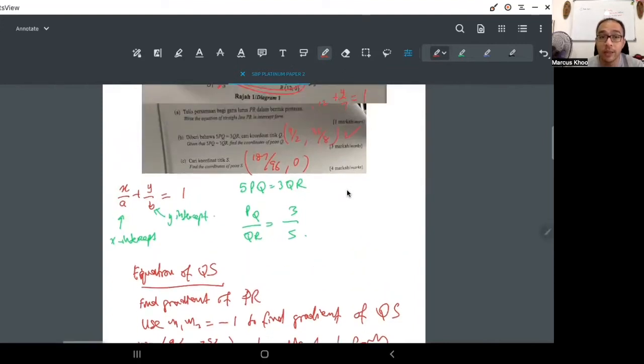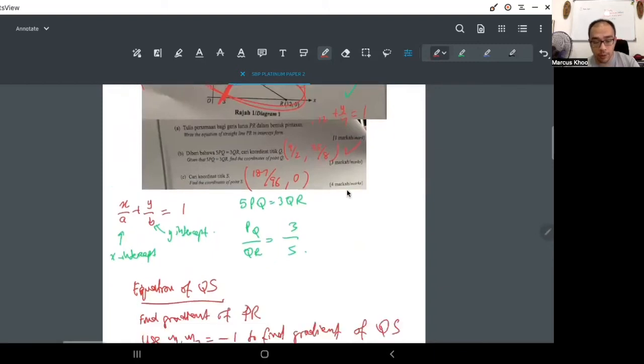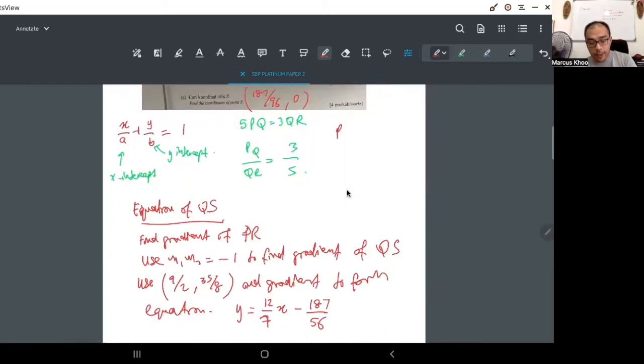Then you can find the point S. Use y equals 0 to find x. So you get x is about this value, 187 over 96. So the coordinate is 187 over 96 and 0.